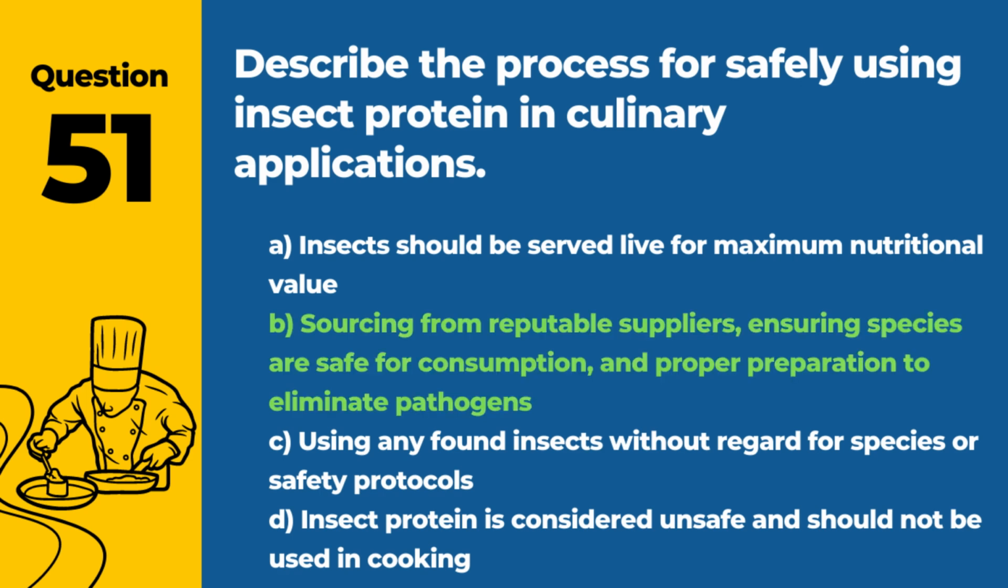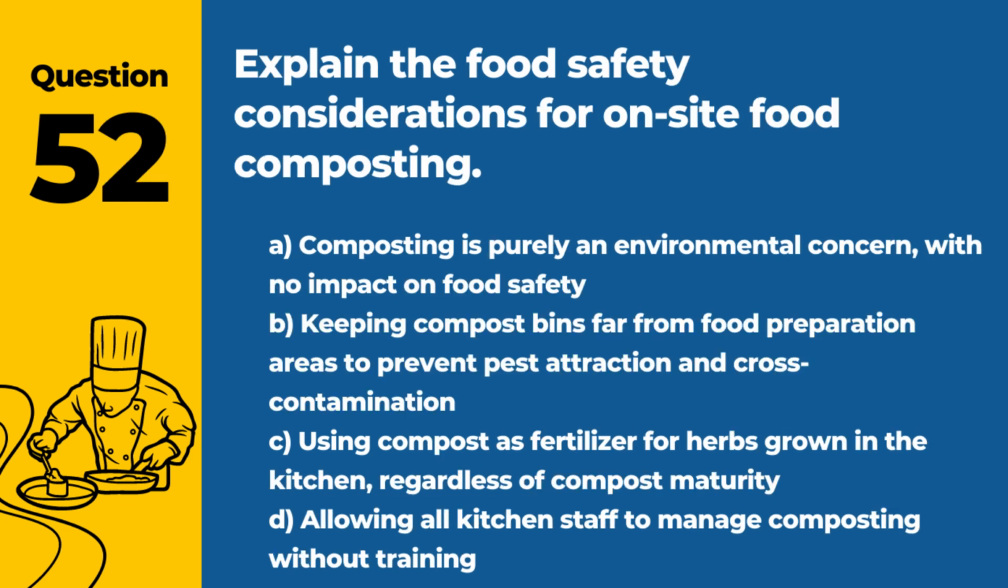Answer: B. Sourcing from reputable suppliers, ensuring species are safe for consumption, and proper preparation to eliminate pathogens. Safely incorporating insect protein into dishes requires careful sourcing and handling to ensure the insects are safe and suitable for human consumption. Question 52. Explain the food safety considerations for on-site food composting.